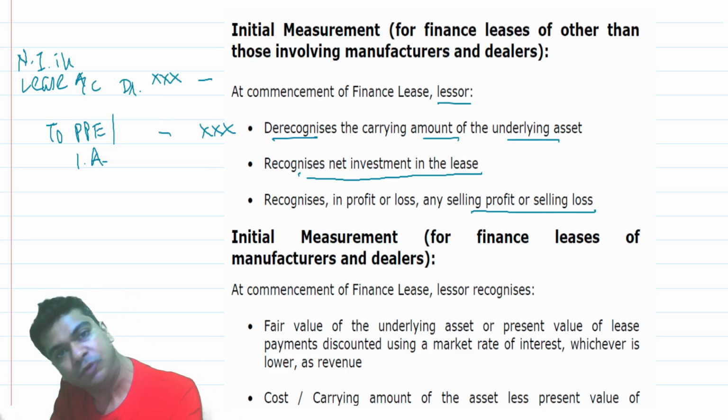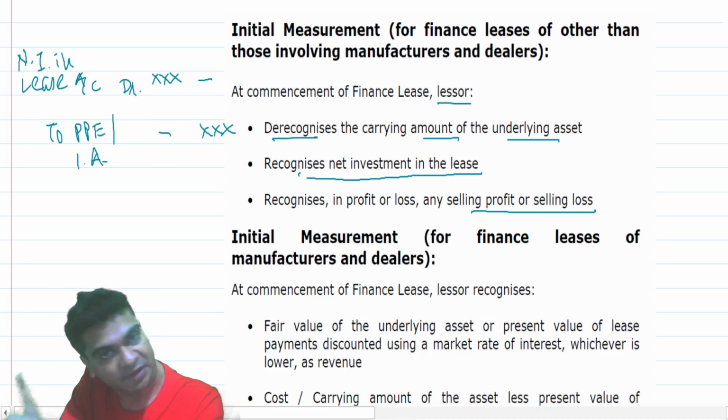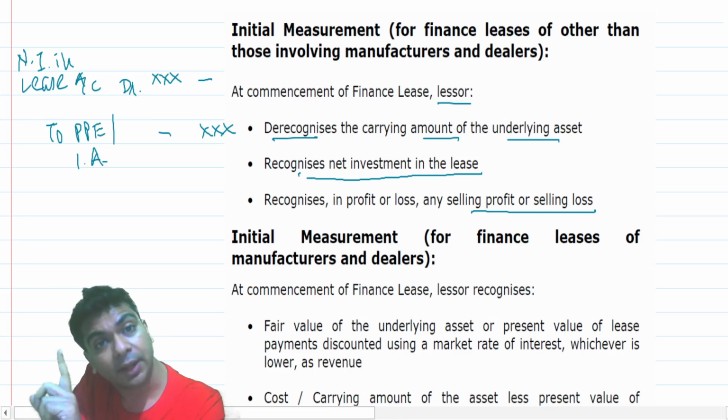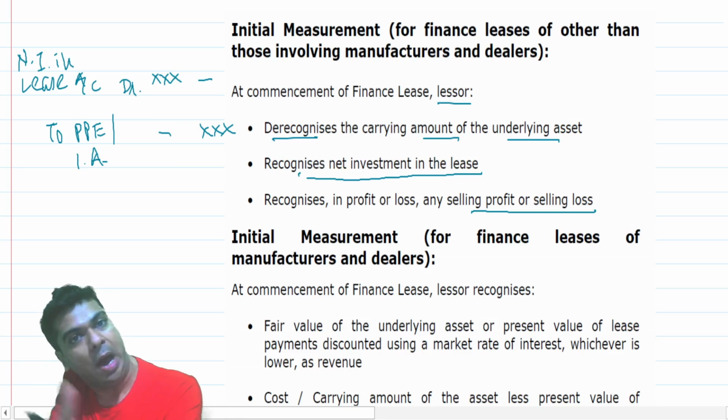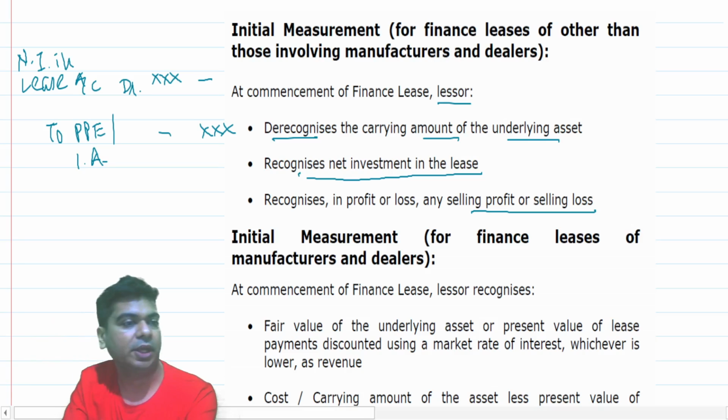This is when you are a lessor entering into a finance lease, but you are not a manufacturer and not a dealer. If you are a manufacturer or a dealer, the treatment is different.